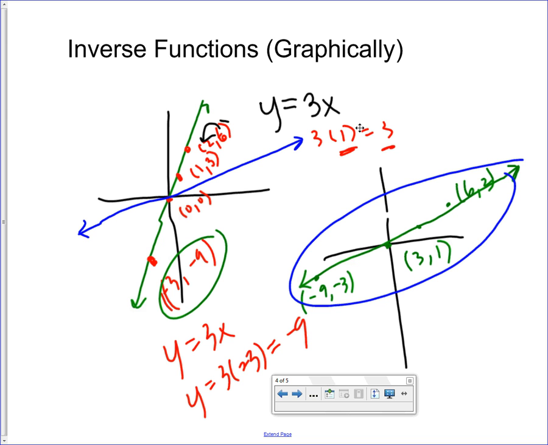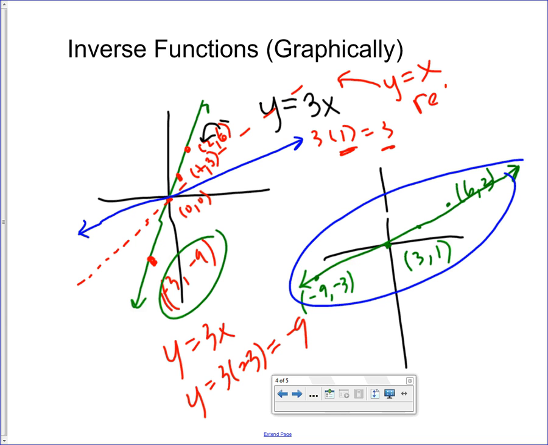What's really happening is there is a reflection. If I could fold my graph, how would I fold it so the green and the blue lines end up on each other? If I fold it along this red dashed line, the green and the blue lines will be on top of each other. I have a reflection over that red dashed line. That line happens to be y equals x.